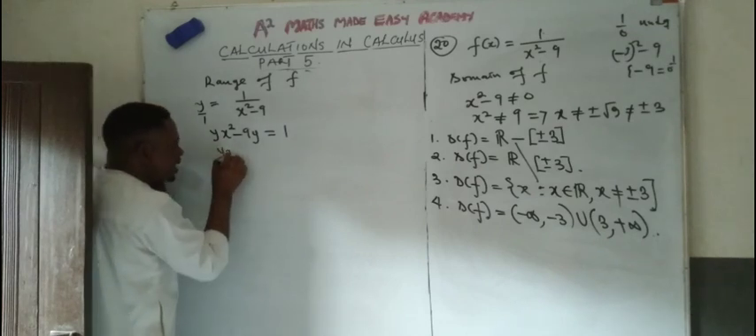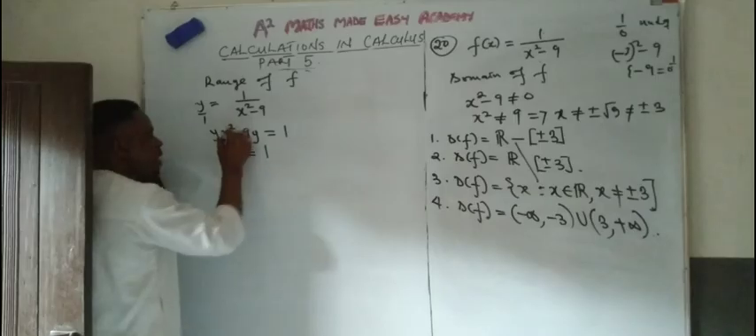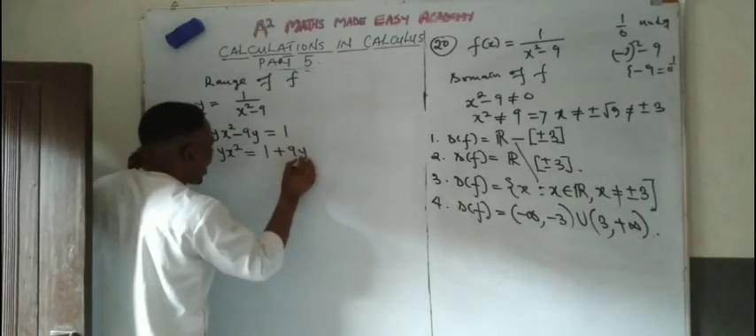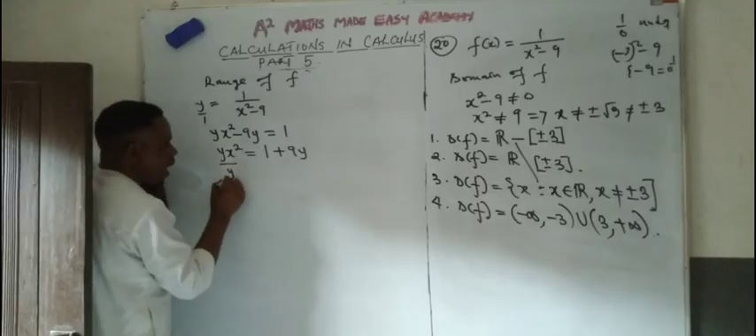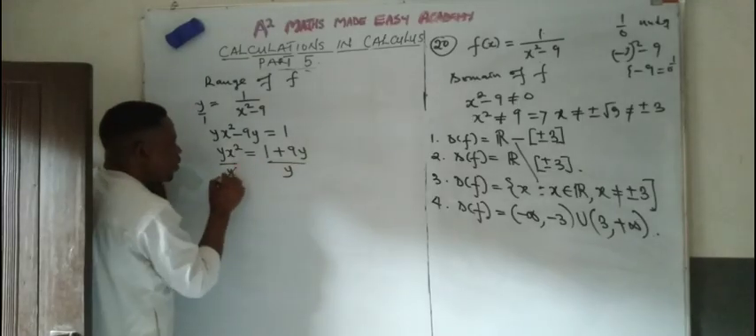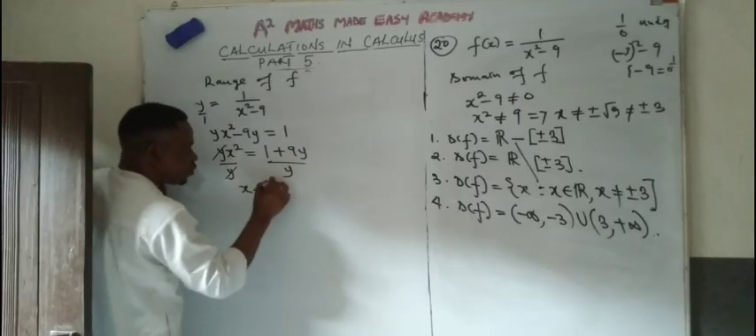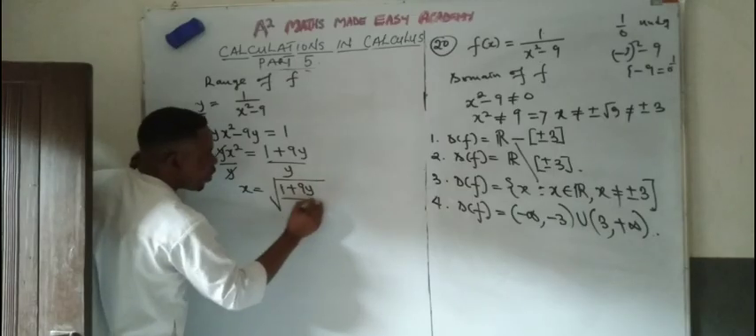Then we have yx squared equal to, this is 1, right? Take minus 9y to the right, it becomes plus 9y. Divide by y, divide by y. y will cancel y, right? So make x subject. x becomes square root of 1 plus 9y all over y.